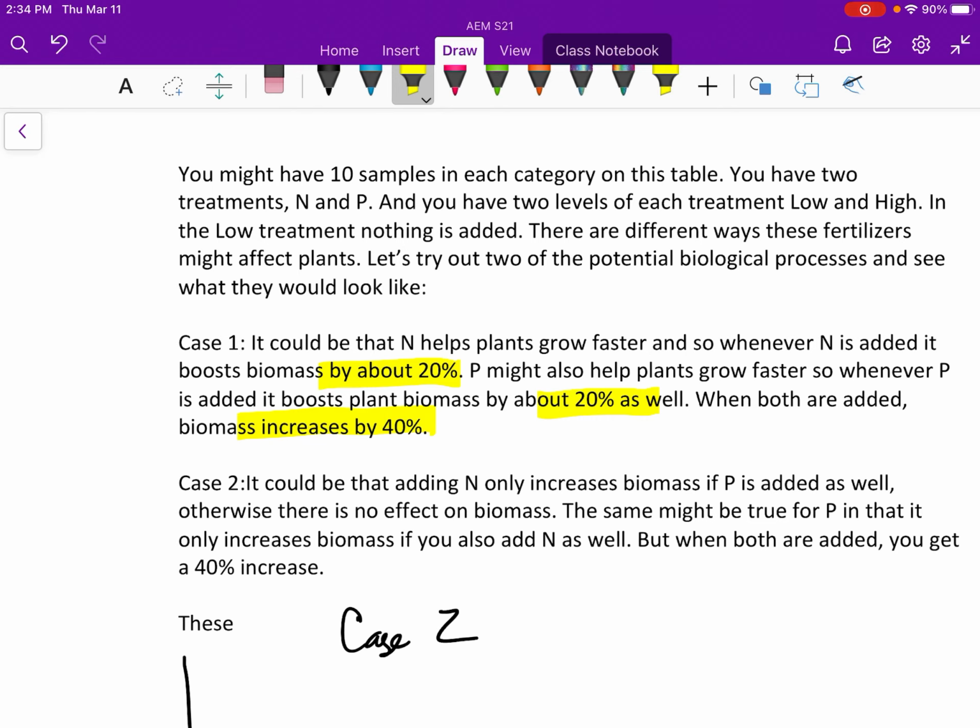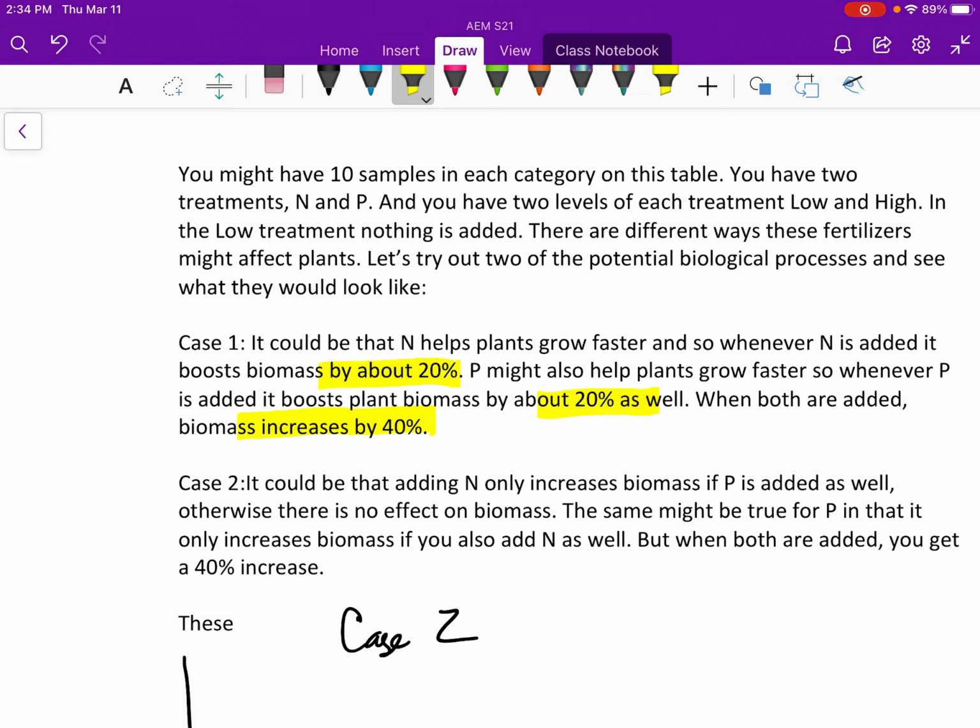So in this model, if you add nitrogen, you'll get increased growth. If you add phosphorus, you get increased growth. If you add both, you get double the increased growth. That would be an additive effect, such that the two treatments are working independently. The effect of one is very independent of the other, all right? But both have an effect.